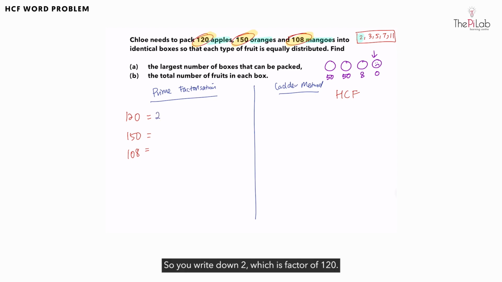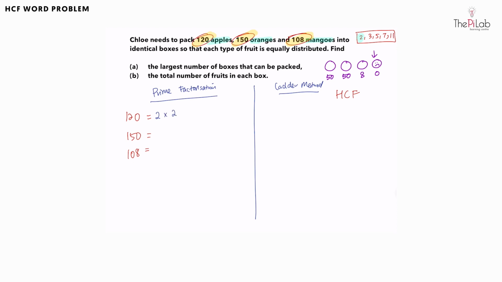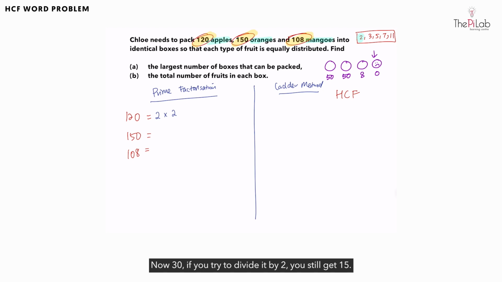So you write down 2, which is a factor of 120. Now, 60 is still divisible by 2, which gives you 30. Now, 30, if you try to divide it by 2, you still get 15. And we all know 15 is 3 times 5, which are also prime numbers in the list that you've written earlier. Now, do me a favor, everyone.